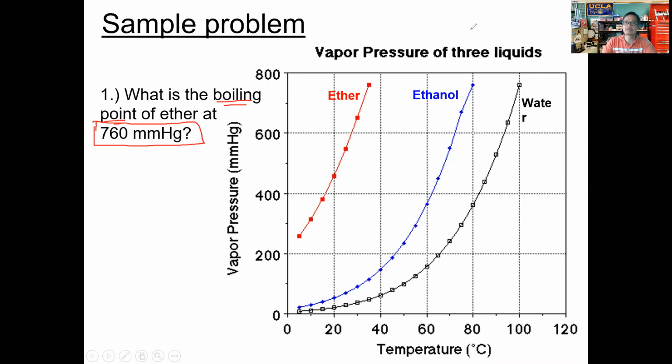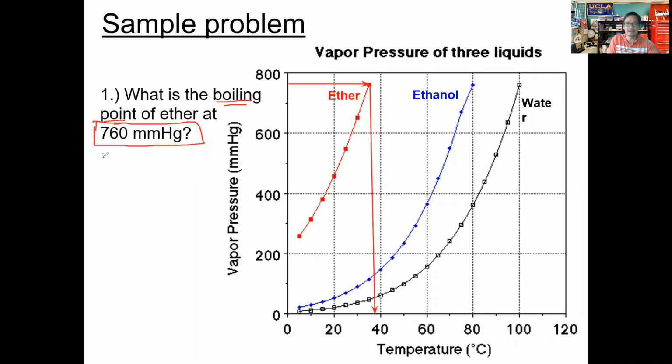So let's trace what we have here. This is roughly about 760 here. So we'll trace over. There's ether. It has a vapor pressure of 760. Then what we do is we just go down from this point to the x-axis, and we see right there the boiling point of ether is around, what, 39 degrees Celsius.